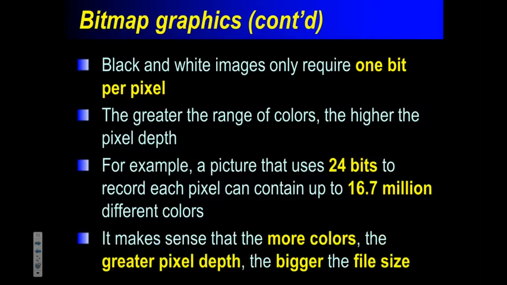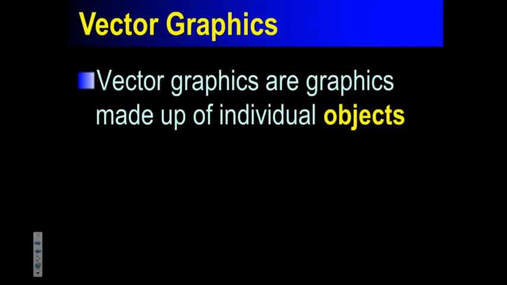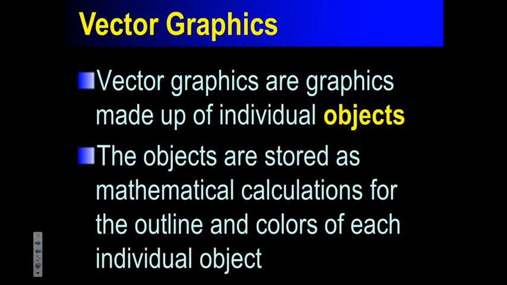The more colors, the greater the pixel depth, but the greater the pixel depth, the bigger the file size. So there's always that trade-off, right? Vector graphics don't work that way. They work based on calculations, object calculations. So it's all math with vector graphics.